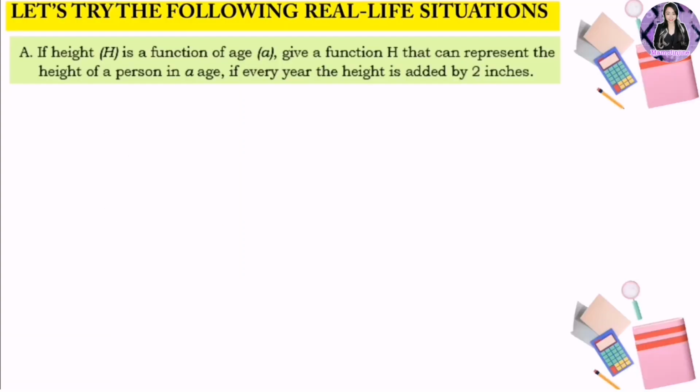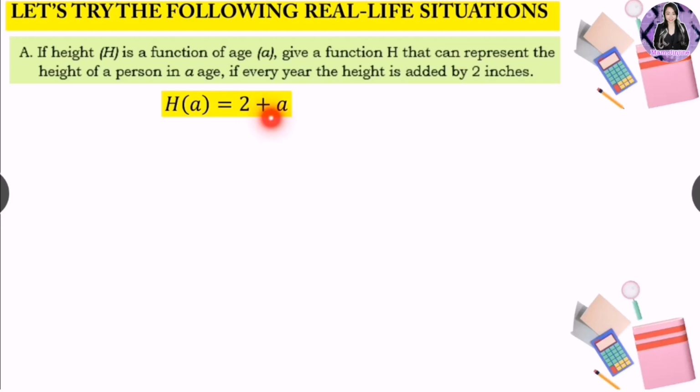Let's try the following real-life situations. Letter A. If height is a function of age, give a function h that can represent the height of a person in age if every year the height is added by 2 inches. Since every year the height is added by 2 inches, then the height function is h(a) = 2 + a.